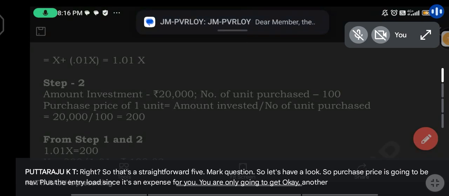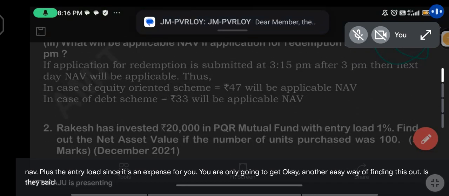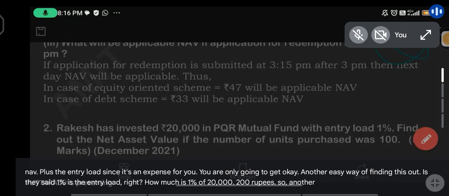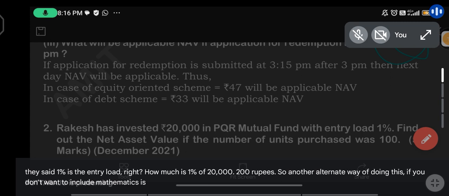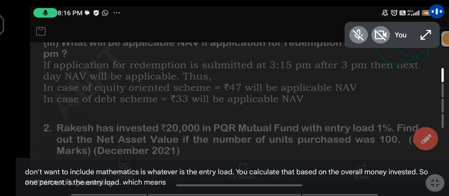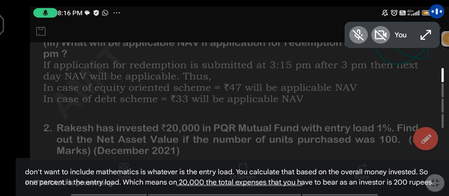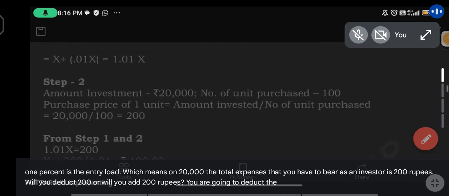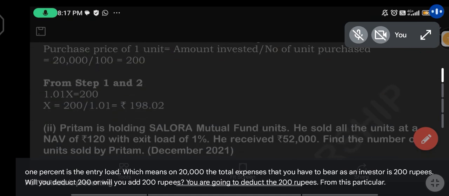Another easy way of finding this out is they said 1% is the entry load, right? How much is 1% of 20,000? 200 rupees. So another alternative of doing this, if you don't want to include mathematics, is whatever is the entry load, you calculate that based on the overall money invested. So 1% is the entry load, which means on 20,000, the total expenses that you have to bear as an investor is 200 rupees. Will you deduct 200 or will you add 200 rupees? You are going to deduct the 200 rupees from this particular mutual fund.